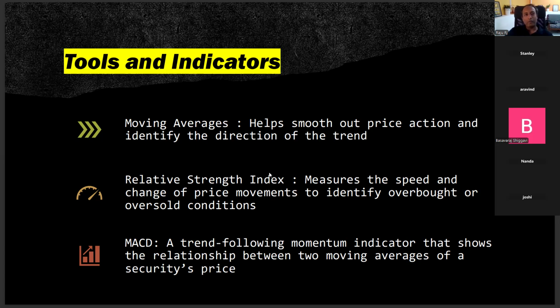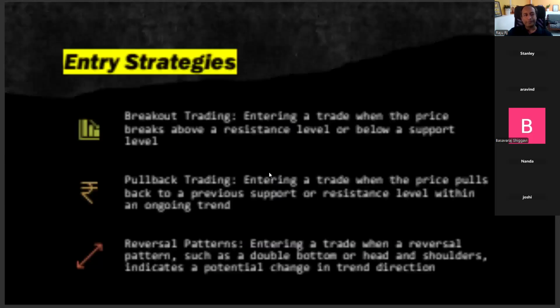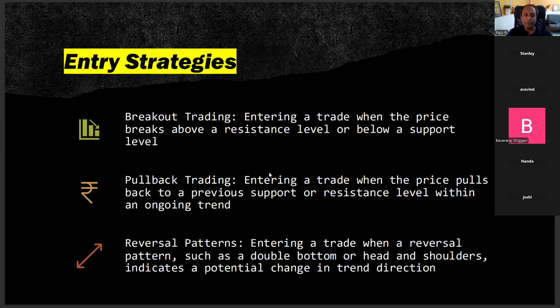So if you're doing it for a 15 minutes chart or 5 minutes chart or 1 hour chart, it differs when you have to take an entry. Okay, entry strategy should be either we will look at the breakout trading. So entering a trade when the price breaks above the resistance level or below the support level. Like how we discussed in the algorithms, we will be buying above the R1, right?